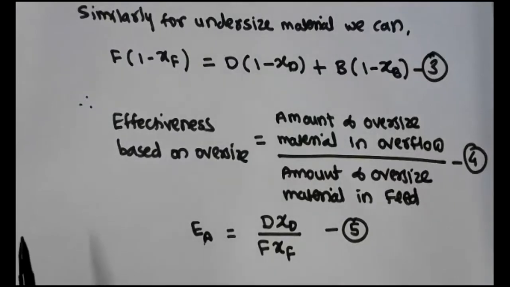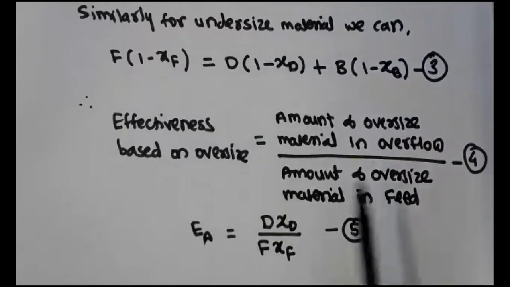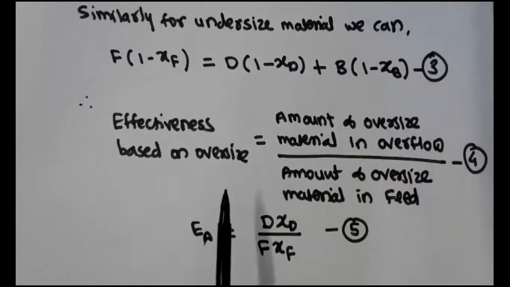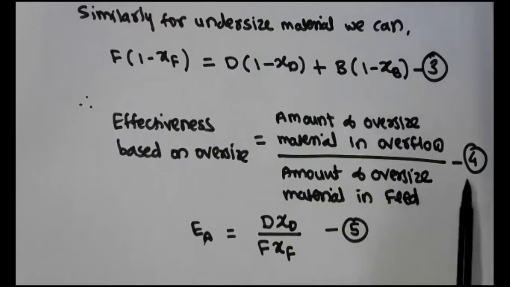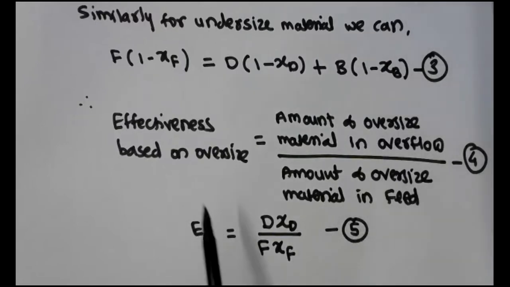Now next is to calculate the effectiveness based on oversize, based on undersize and overall effectiveness. Instead of calculation, I will say to write the expression. So effectiveness based on oversize is equal to amount of oversized material in overflow divided by amount of oversized material in a feed. Say this is equation number 4. Now this effectiveness based on oversize is denoted as EA is equal to amount of oversized material in overflow. So total overflow D multiplied by mass fraction of oversized material in overflow, that is XD, so D XD upon total feed F multiplied by mass fraction of oversized material in a feed XF.